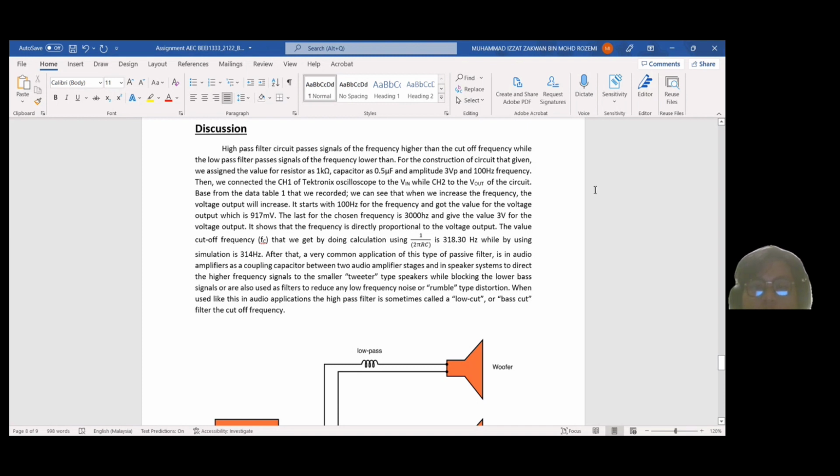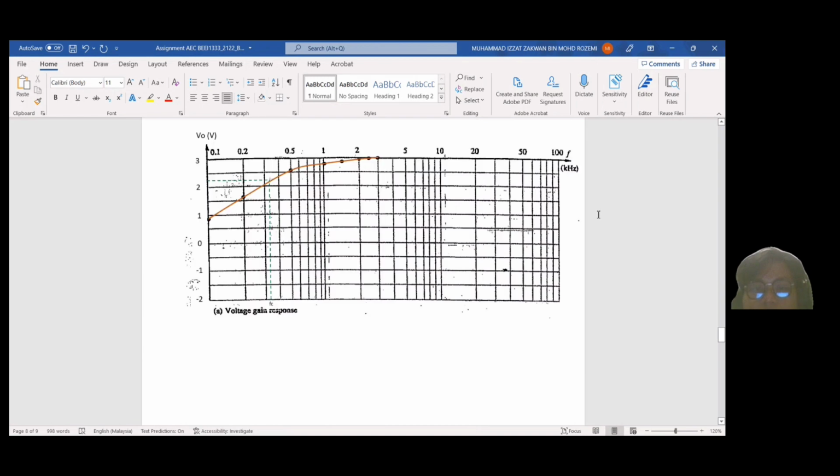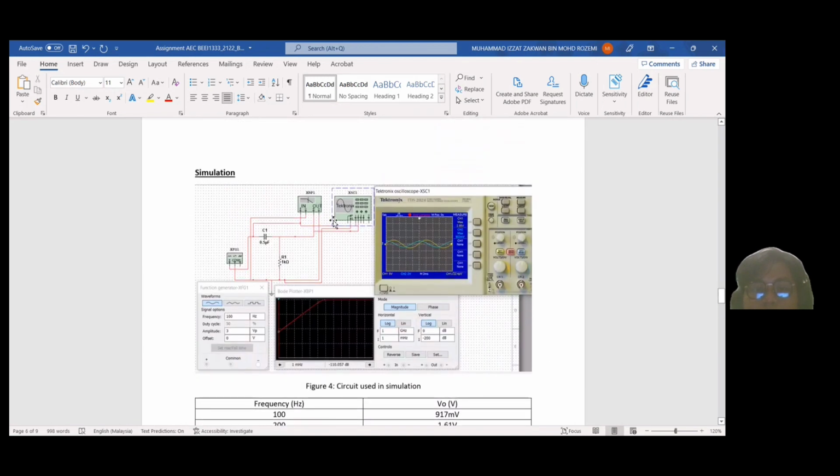For the construction of the circuit that is given, we assign the value of the resistor as 1 kilo ohm, capacitor as 0.5 microfarad, and amplitude 3 Vp, and 100 Hz frequency for the starter. Then we connect the channel 1 of the oscilloscope to the Vin, while the channel 2 to the Vout of the circuit. Here is the picture of how we connect channel 1 and channel 2 to the input and output of the circuit.